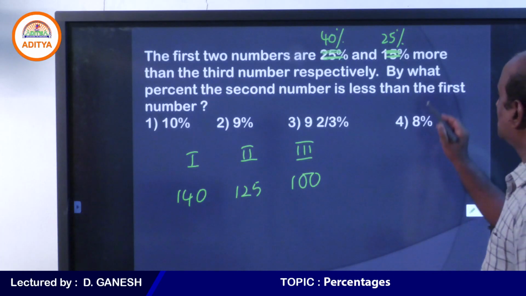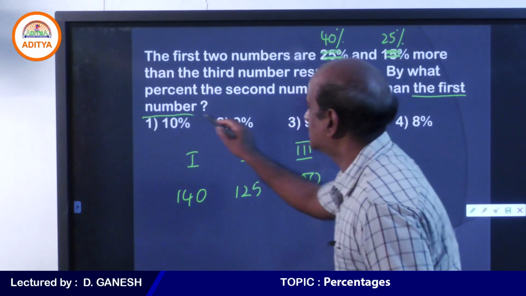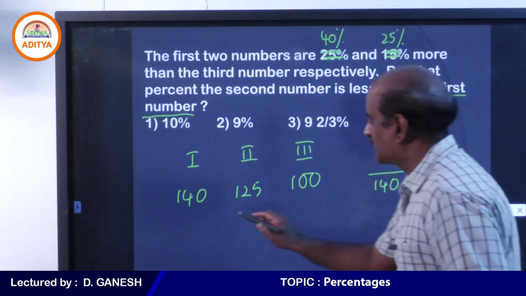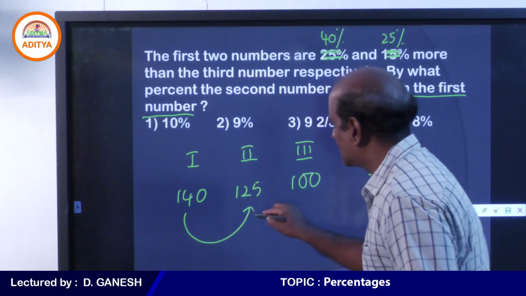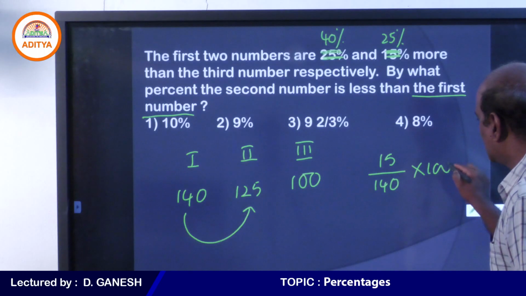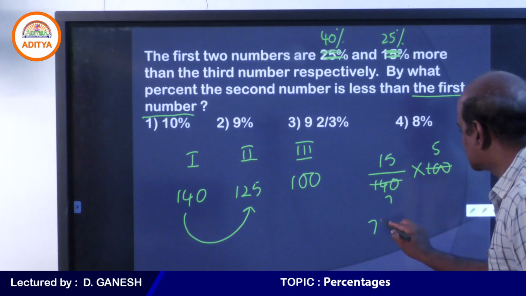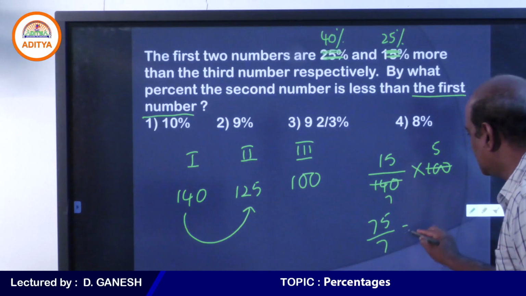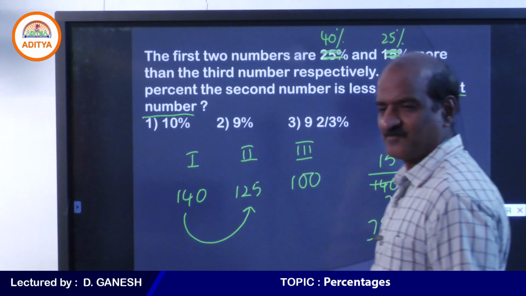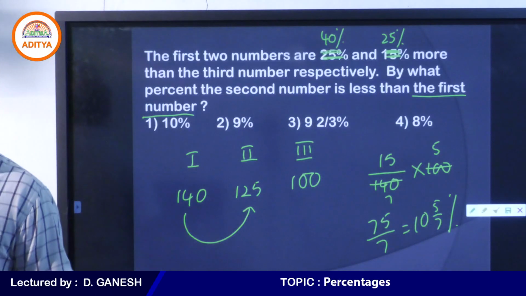Now, the question is, by what percent is the second number less than the first number? Which means to say that we have to take 140 in the denominator. So, when you take 140 in the denominator, how much less is the second number? 15 less, into 100. 20 cancels for 5 times, 20 cancels for 7 times. So, this is 75 by 7, 10 5 by 7%. I hope you understand my point.